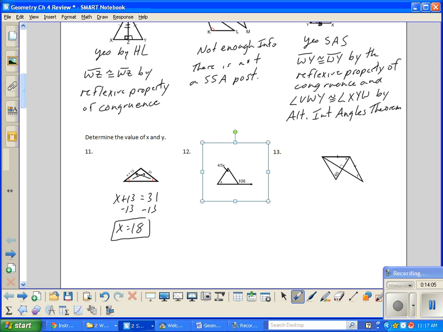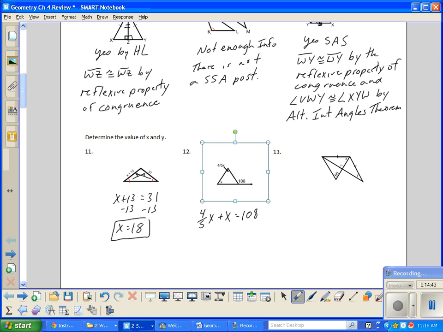12, they give us an exterior angle of 108 degrees. And what we have to recognize or know is that an exterior angle is equal to the sum of the 2 non-adjacent interior angles. So the 2 angles that are not attached to it on the inside of the triangle, if we add those together, they should equal that exterior angle. So those 2 angles, 4/5 x plus x, should equal the 108.